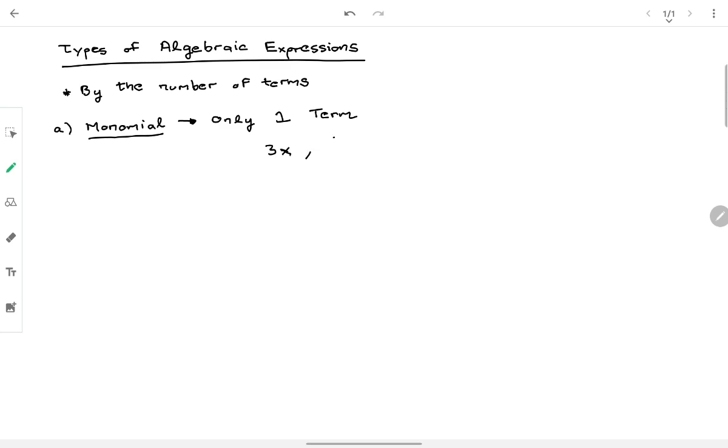Maybe we can have 2/3 x squared y z. Maybe we can have something like this: 2 minus 5a to the fourth divided by m. That can be a monomial.